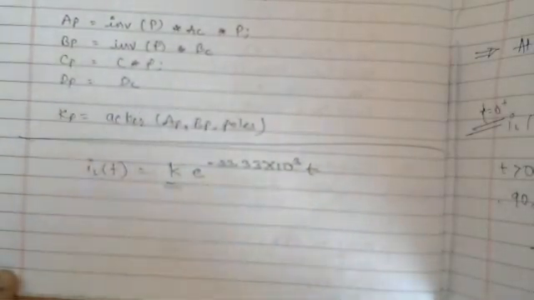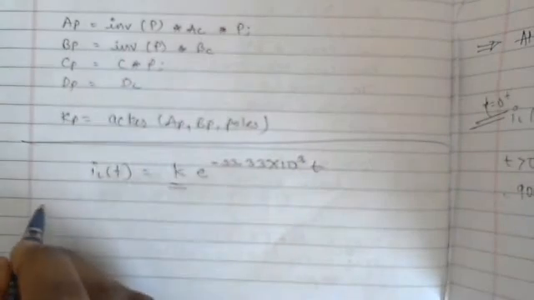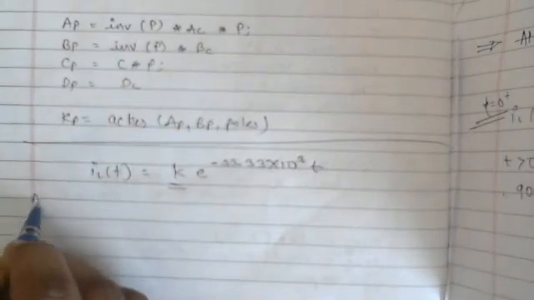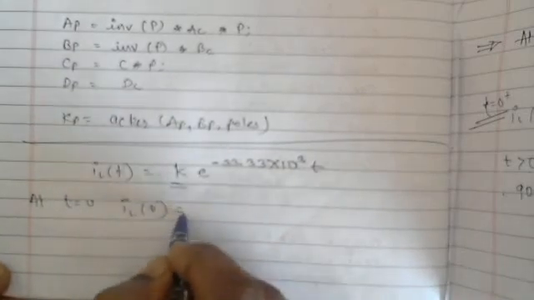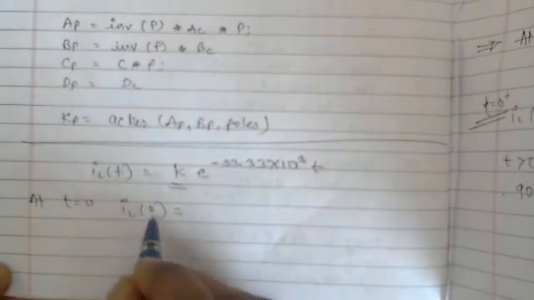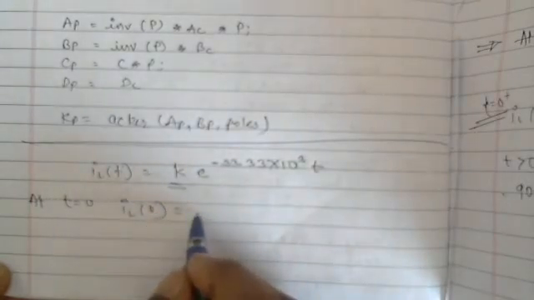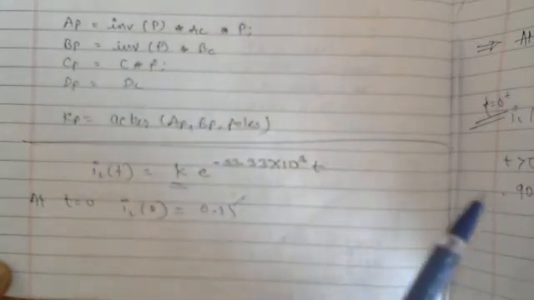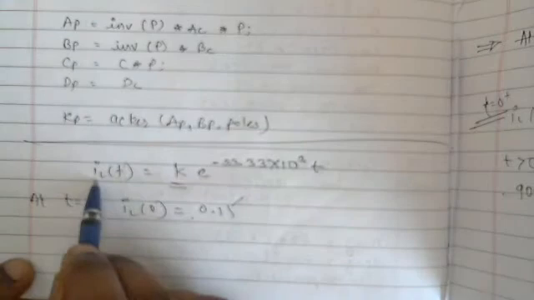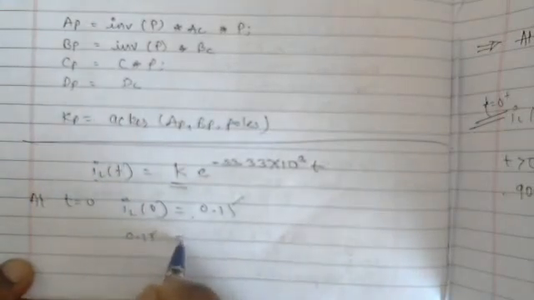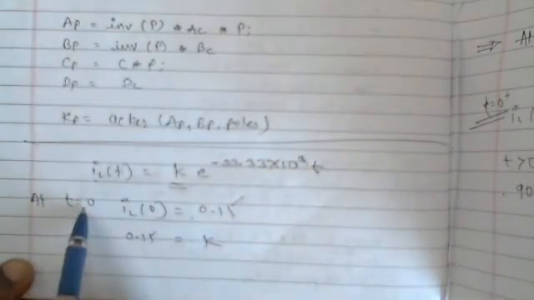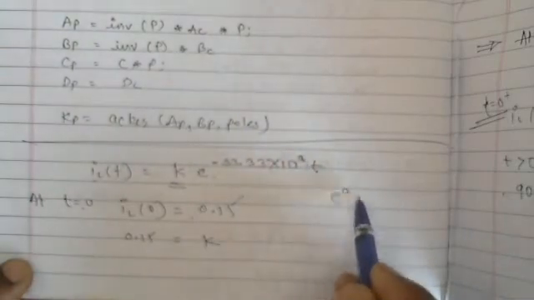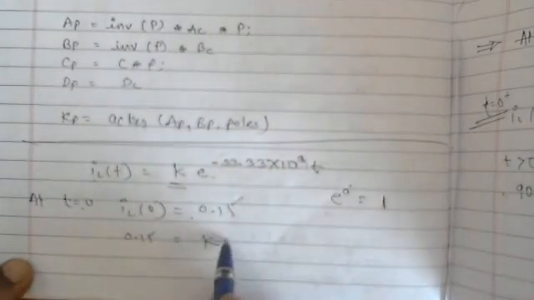Now we need to find out k. How to find out k? We can put in the value at t equal to 0. So at t equal to 0, IL of 0 equals 0.15. We have already solved that, right? So put it here. I can write 0.15 equal to k into e raised to this particular term into t, but t is 0, so e raised to 0, right? And anything raised to 0 is nothing but 1, so that vanishes. Okay, so k is nothing but 0.15.